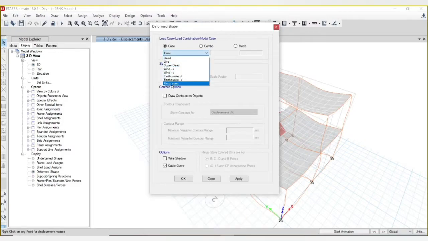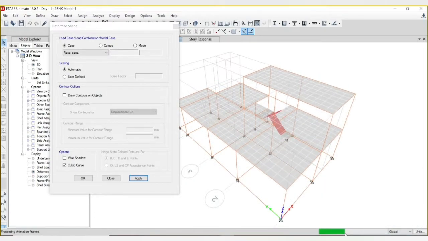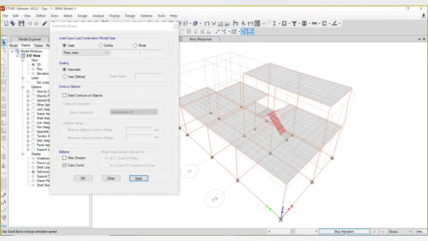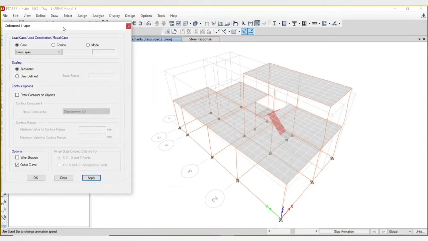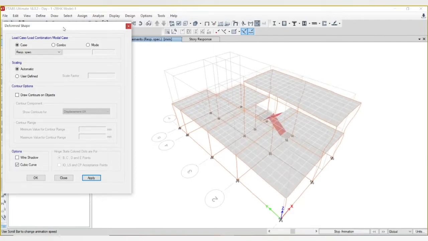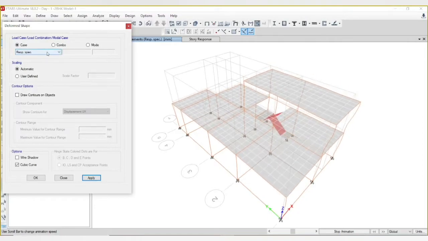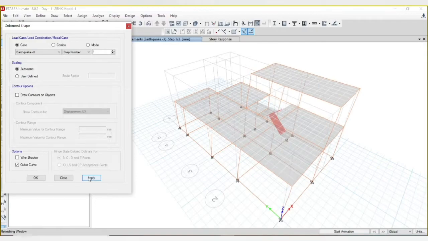Let us check for response spectra. Apply, start animation. Yes. This is the predominant mode, that is the maximum mode of vibration. If I am applying in x direction, the structure is going to get displaced in x. See, this is the x direction.